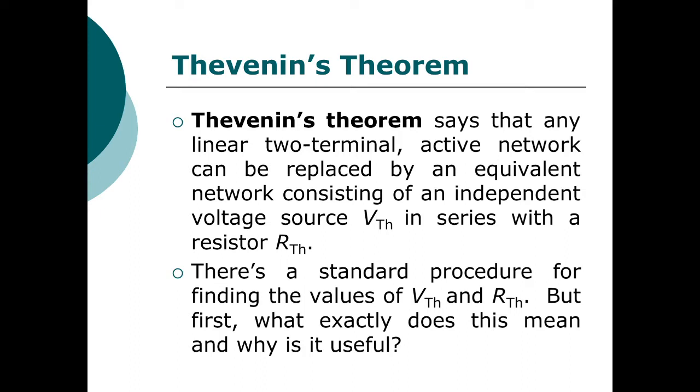Now, there may be a complex scenario of multiple resistors connected in series and parallel with multiple sources. That kind of network can easily be converted to a simpler network at two terminals with a single voltage source VTH and a single resistance RTH in series. That is the gist of this theorem. There is also a standard procedure for finding the Thevenin equivalent voltage VTH and the Thevenin equivalent resistance RTH. But first, we have to know what exactly VTH and RTH mean.